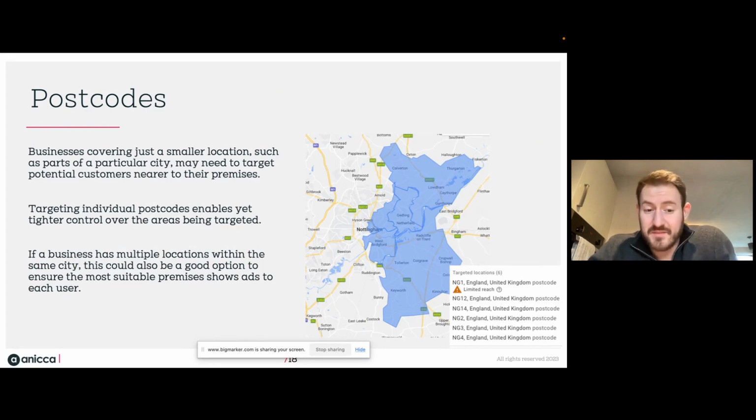If a business has multiple locations within the same city, and we do expand on this point a little bit later, this could also be a good option to ensure that the most suitable premises shows ads to each user. So in theory, if you have an East Nottingham version of the business and a West Nottingham version of the business or premises for the business, you might want to target the people in those two individual areas with two separate campaigns to make sure that they have the most local premises showing ads to those individuals.